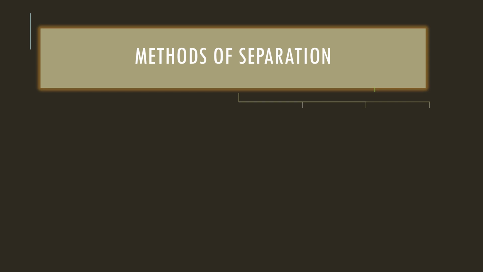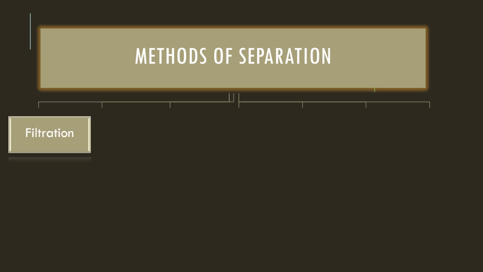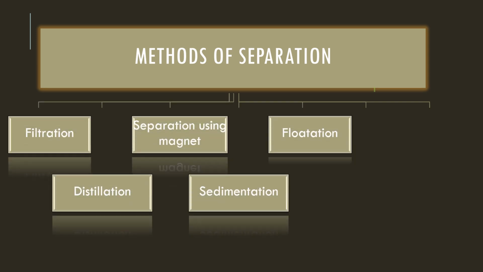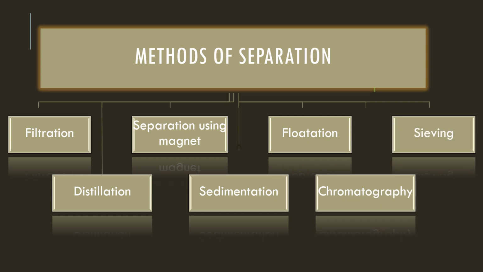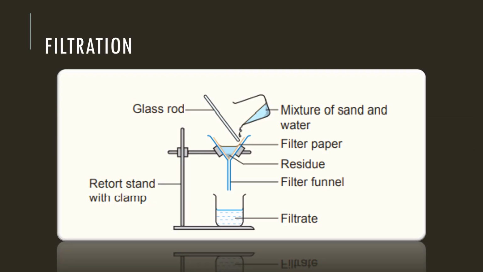Okay, so these are the methods of separation of mixtures: filtration, distillation, separation using a magnet, sedimentation, flotation, chromatography, and sieving. Okay, let's see them one by one. Okay, this one is filtration.